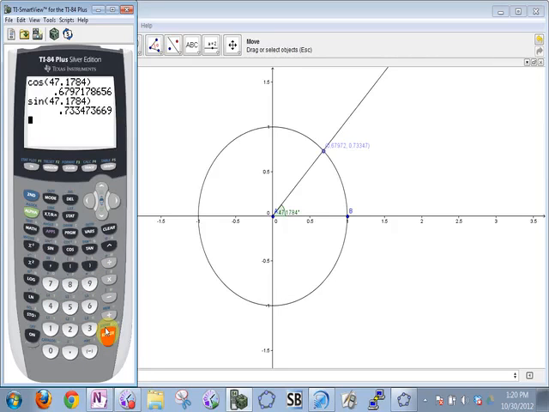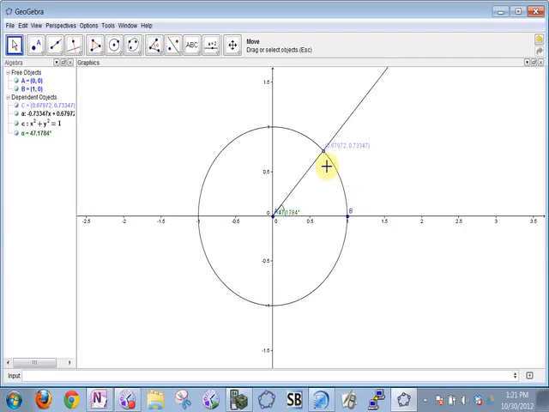0.733473669. What is the y-coordinate at this point? 0.73347. Okay? So I think it's pretty well established that this x-coordinate is the cosine of that angle, and this y-coordinate is the sine of that angle. Okay? That is the biggest, most important concept of the unit circle.